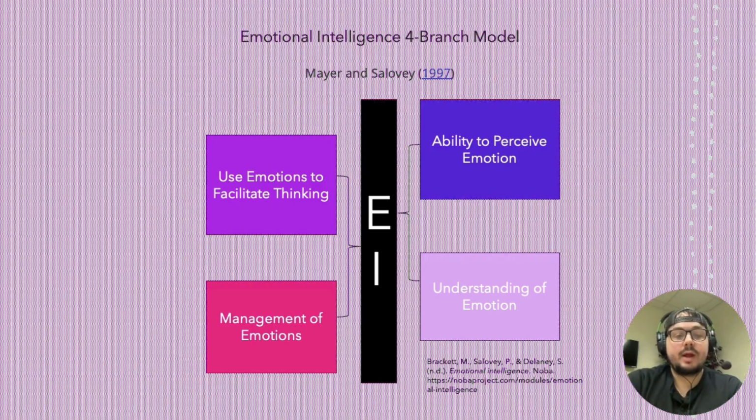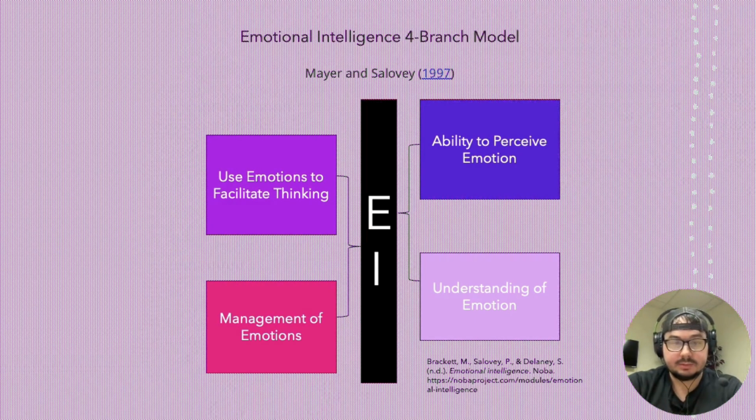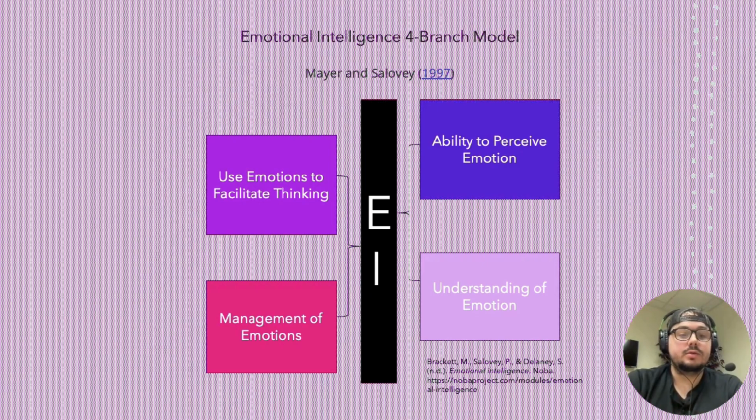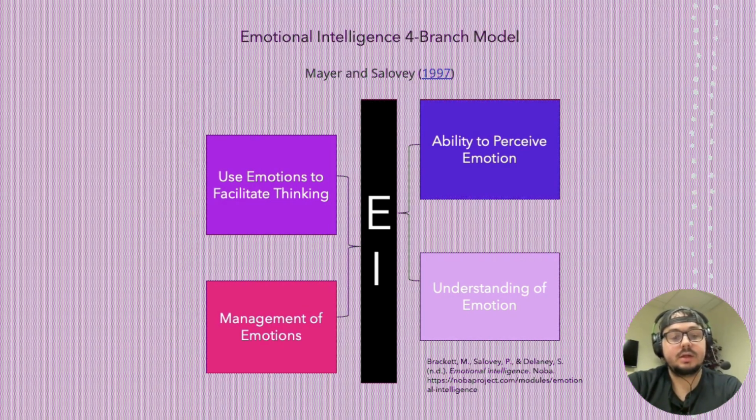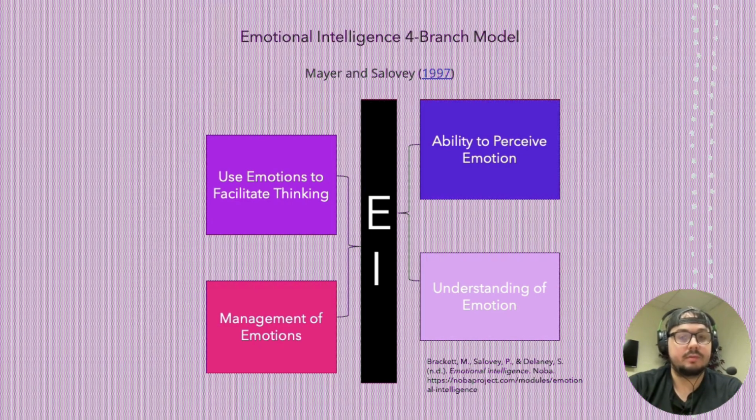So for this four-branch model, there will be four different areas which we'll be discussing in this series, starting with the ability to perceive emotion, then going on to the use of emotions to facilitate our thinking, then understanding emotions, and finally, the management of emotions.